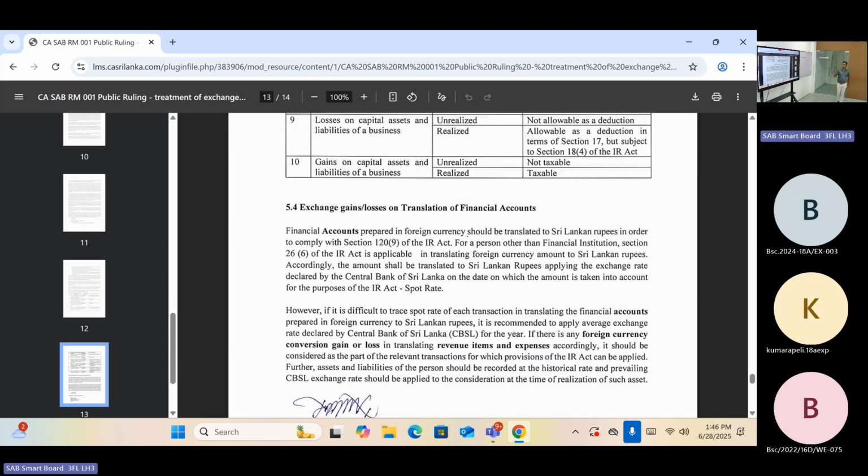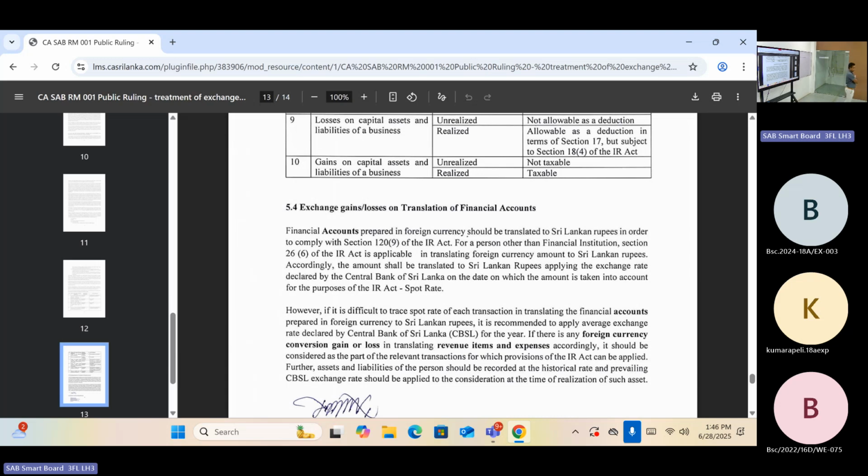That means in case of income and expenditure conversion, we consider any gain or loss as part of the transaction. But in case of fixed assets and liabilities, we consider that gain or loss at the time of realization. That is the public ruling given. This is applicable especially for any entity which has either transactions in foreign currency or a reporting currency other than LKR. In that context, we can use this public ruling.